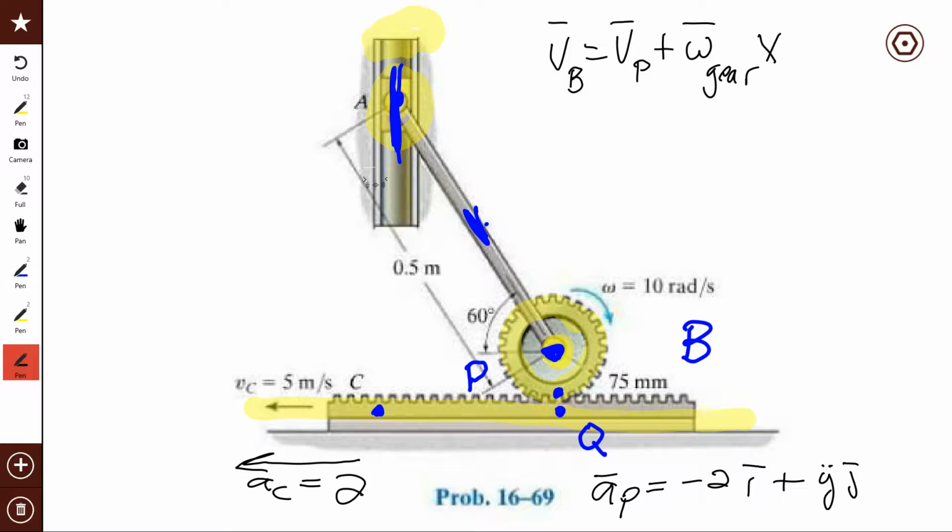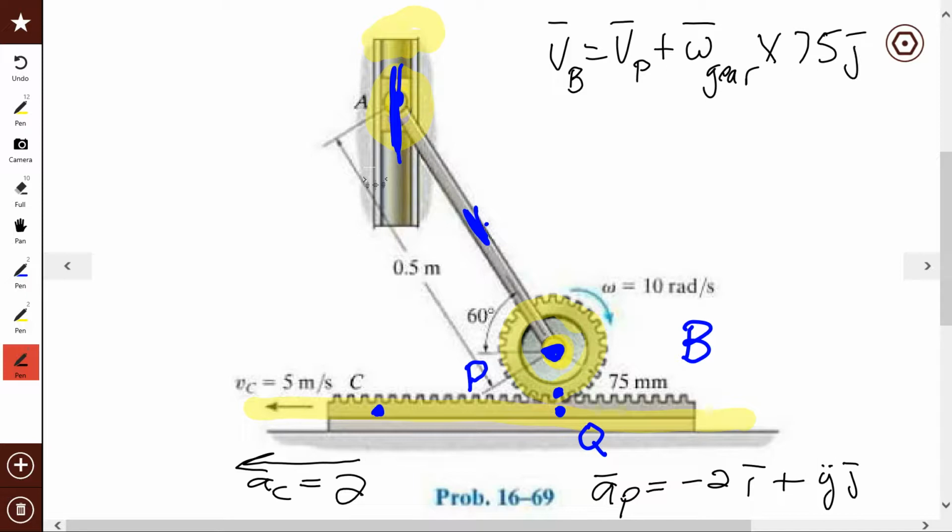Where's P? Down here? Where's B? So is it up or down? Up. Don't let me fool you. Okay, so I'm going to put in, what's the number? Well, let's do it in millimeters, okay? Everybody okay with millimeters? 75 J. Give me the number you're going to put in for omega gear. Positive or negative?